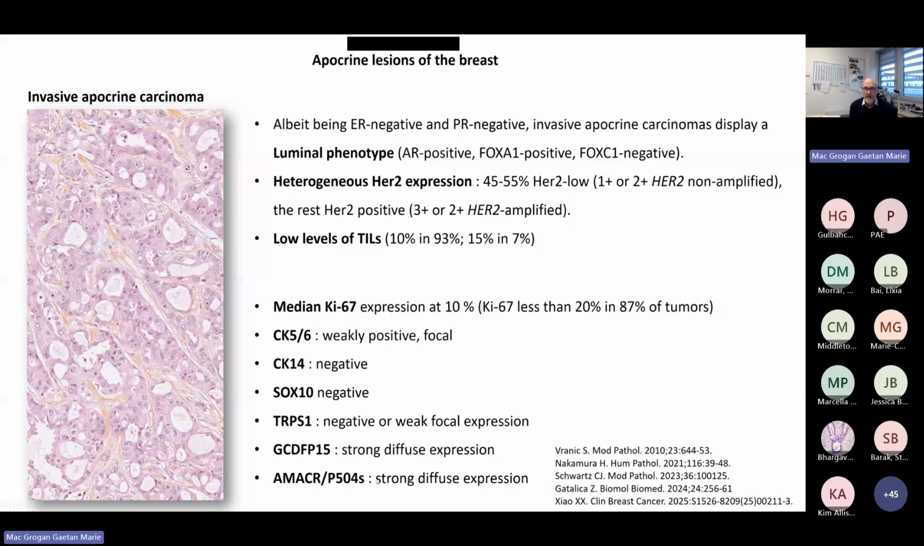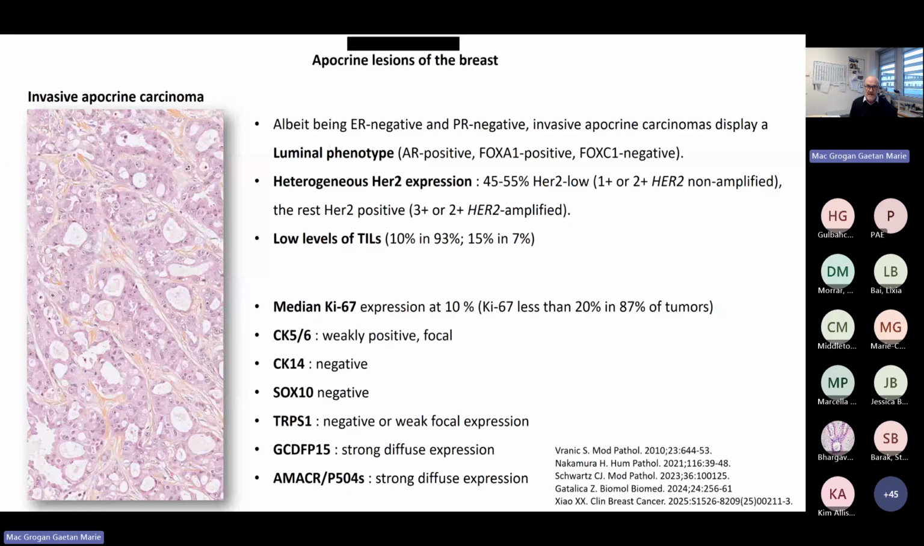Although they are ER negative and PR negative, invasive apocrine carcinomas display a luminal phenotype, meaning that they are androgen receptor positive, FOXA1 positive, and FOXC1 negative. They show a heterogeneous HER2 expression, with approximately half of them being HER2 low, that is 1 plus or 2 plus HER2 non-amplified, the rest being HER2 positive, that is 3 plus or 2 plus HER2 amplified.